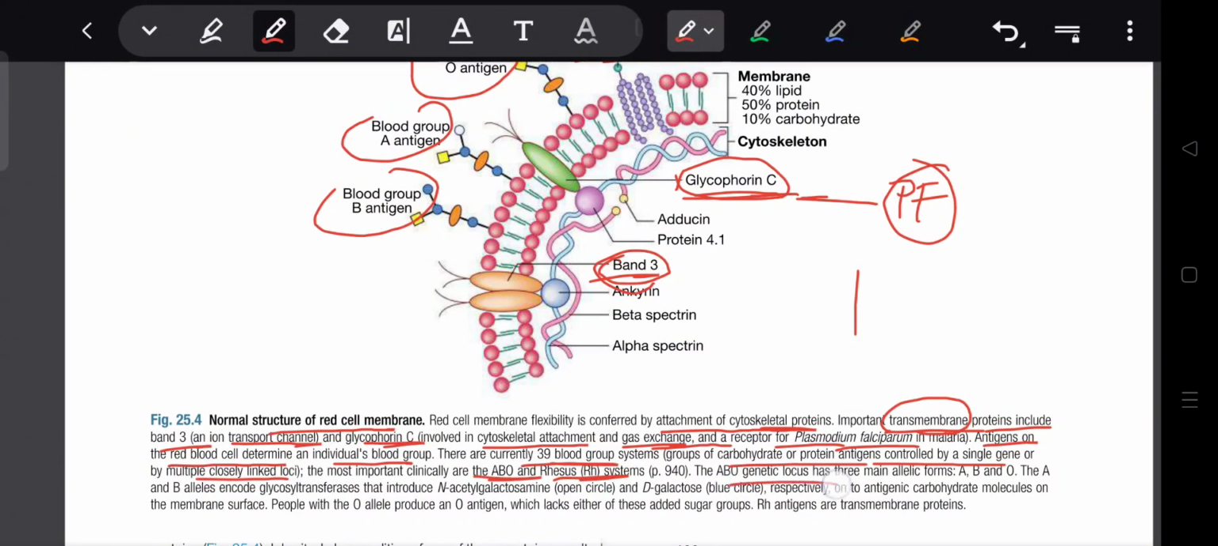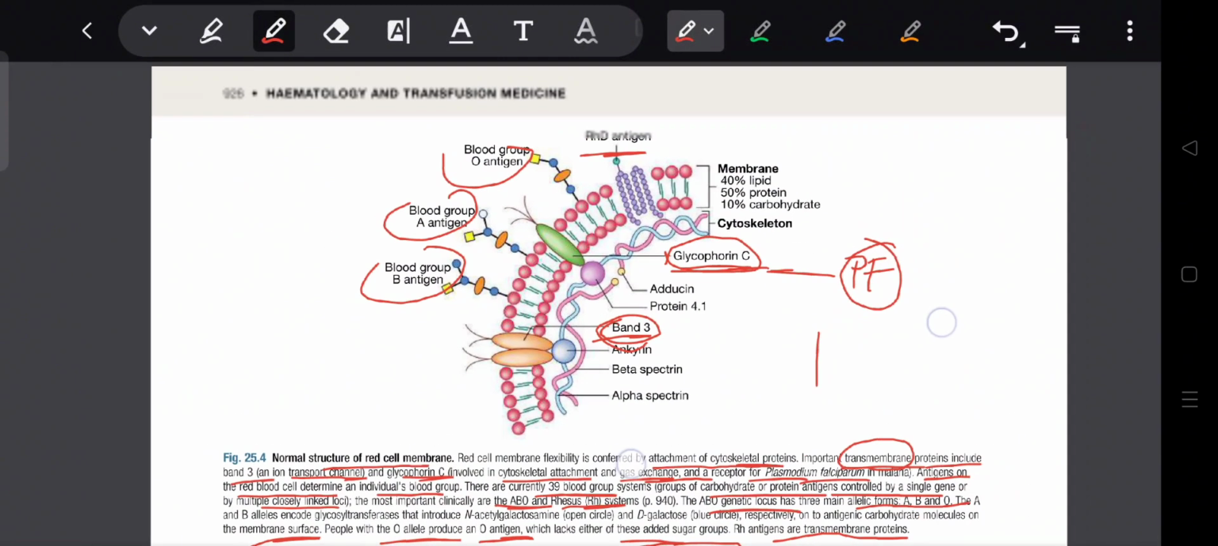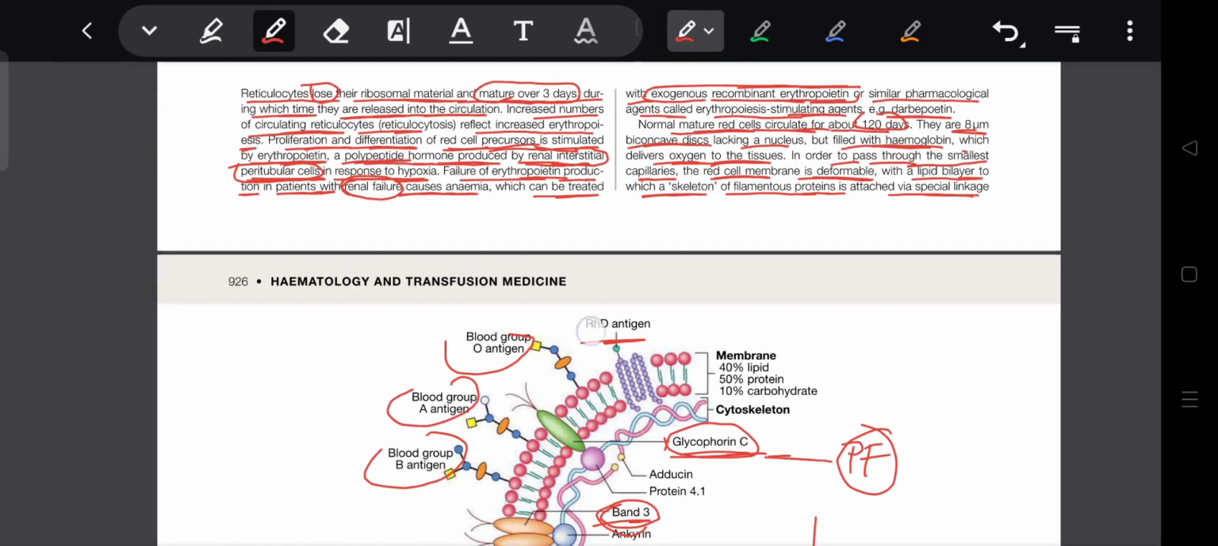At the ABO genetic locus there are 3 main alleles. A and B alleles add sugar groups to the membrane surface antigen, while the O allele produces an antigen that lacks this added sugar group. Rh antigens are transmembrane proteins, so the RhD antigen is a transmembrane protein.